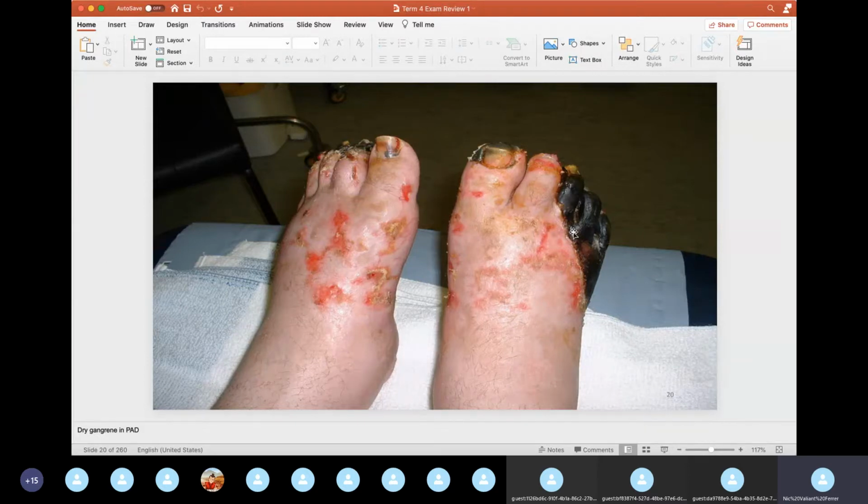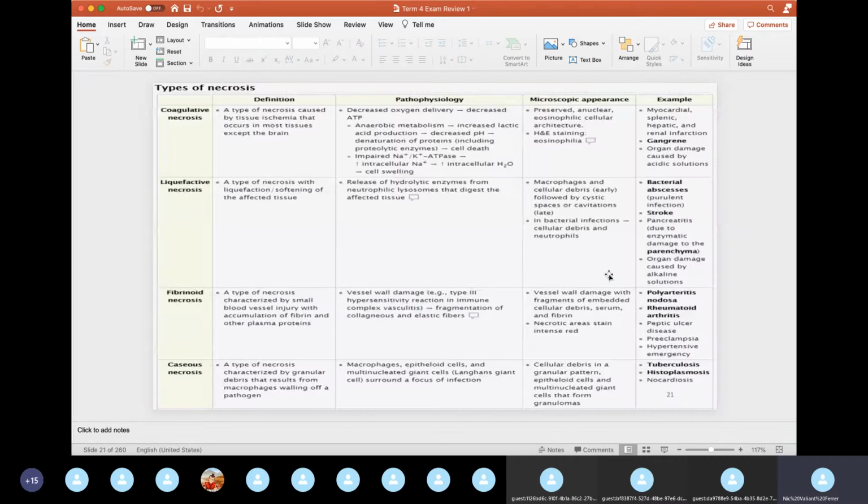Okay? This is a nice picture of dry gangrene. Look at the black thing here on the patient's right foot. You have dry gangrene. High yield here, the table, the star. You need to know the types of necrosis, definition, the pathophysiology specifically. They're going to give you a histological slide. You need to know the appearance of the slide and some examples.